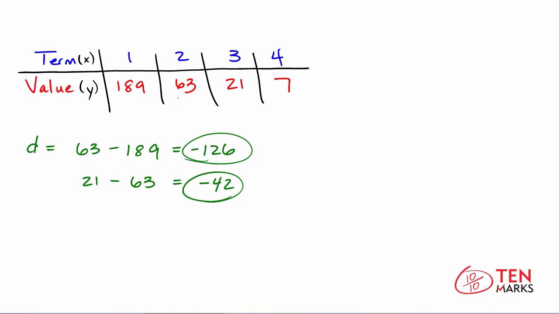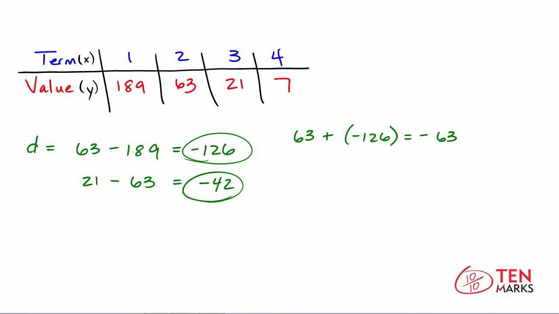Another way you could have tested this would be to say, okay, we have a second term of 63, and I found my first common difference, which I thought would be negative 126. If I took 63 plus D, that value of negative 126, I should generate the third term if this were an arithmetic sequence. But 63 plus negative 126 equals negative 63, and the third term is 21. So this is another way to check that you were correct in assuming this was not an arithmetic sequence, because you did not generate the same value for D between two different pairs of consecutive numbers.